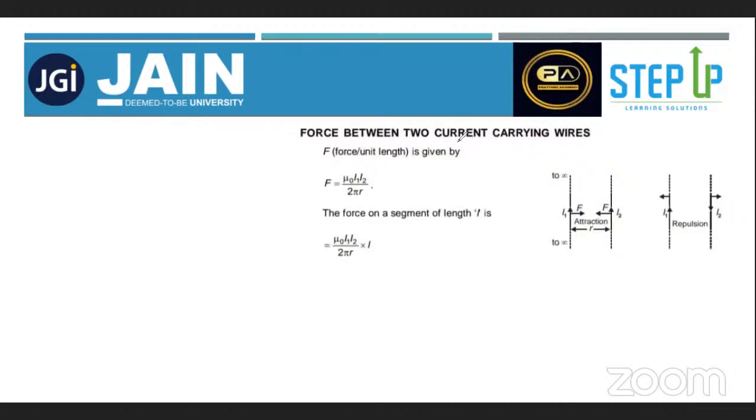Next, the force between two current carrying wires. If the currents are in the same direction, you will have attraction. When the currents go in opposite directions, that is repulsion. The magnitude will be written as mu naught I1 I2 upon 2 pi r, where r is the distance between the two current carrying wires or conductors. It can be a conductor or a wire, all of these can be counted.